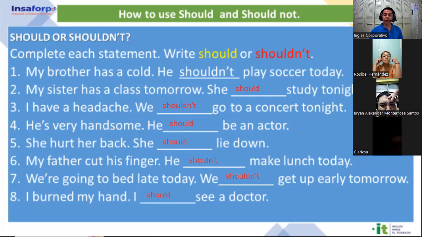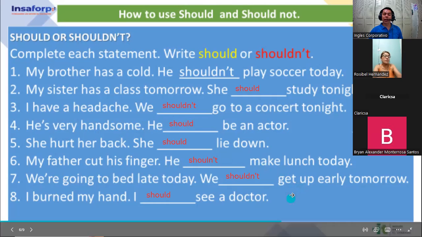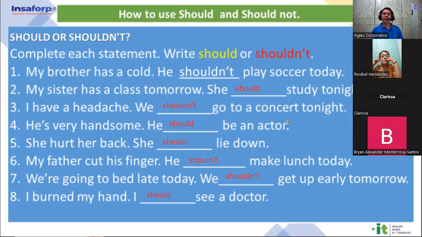He should, aquí me faltó una D. Ahorita me voy dando cuenta. Pero ahí saben ustedes que lleva una D, ¿verdad? Sorry, siempre hay un error de dedito ahí. Okay, number 7, please. We're going to bed late today. We shouldn't get up early tomorrow.